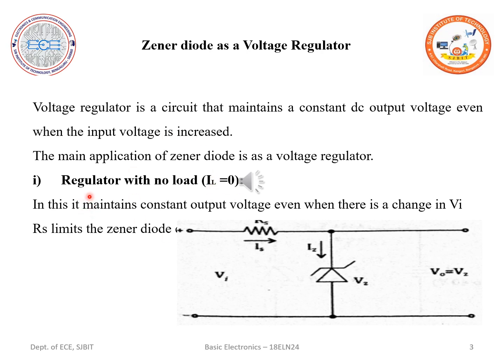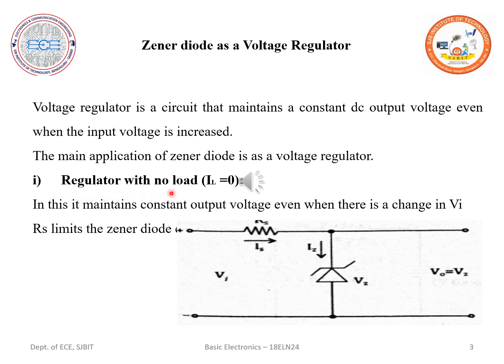I can use my voltage regulator to work with no load and with load. Now, what is this load? Load is nothing but a resistance connected across the output, where we tap the output across it. Such a resistance or current, we call it load resistance or load current.